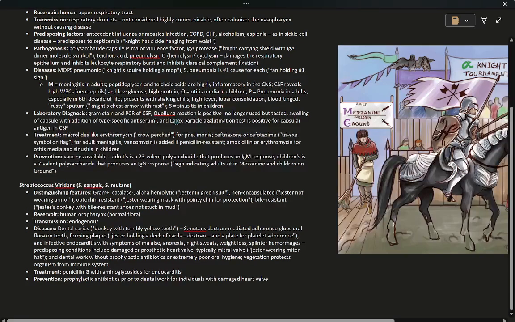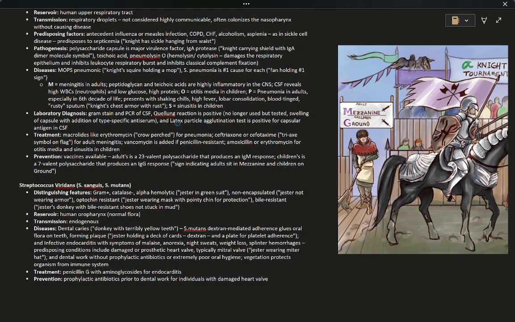The Quellung reaction is positive in this case, but it is no longer used, practically speaking, but nevertheless it can still be tested on exams. So be sure to know how the Quellung reaction works and that it is positive in Streptococcus pneumoniae infection. Basically, it involves the swelling of the capsule when you add a type-specific antiserum.